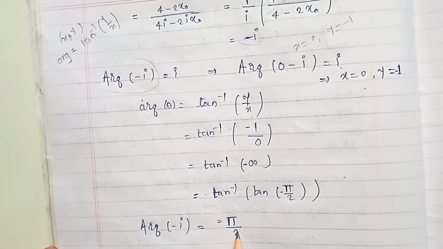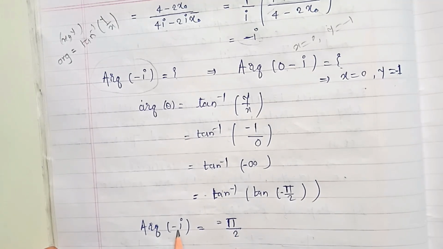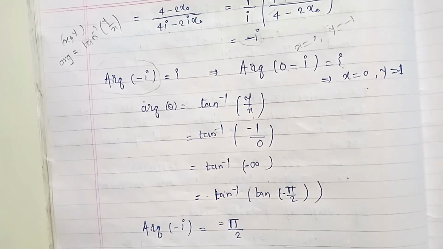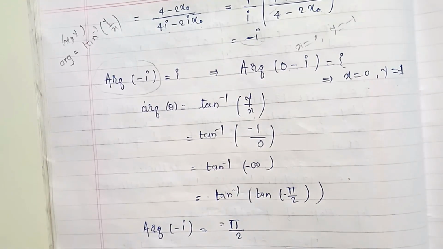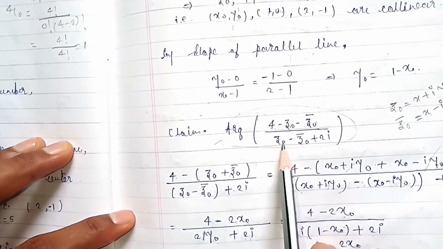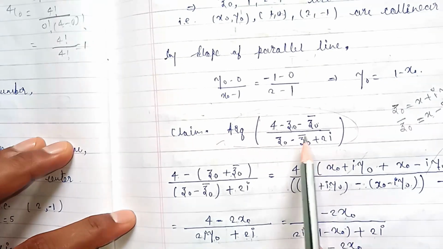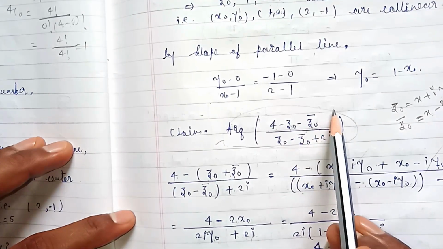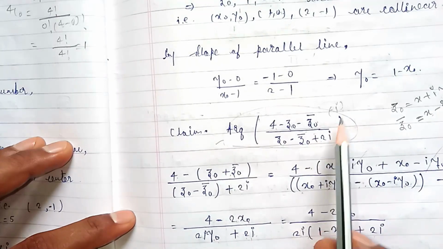pi by 2. This is the value of the argument of negative i, coming from the complex quantity given in our question, 4 minus z naught minus z naught bar upon z naught minus z naught bar plus 2i. After solving, the value I got here is negative of i. So the argument of negative of i is found here.